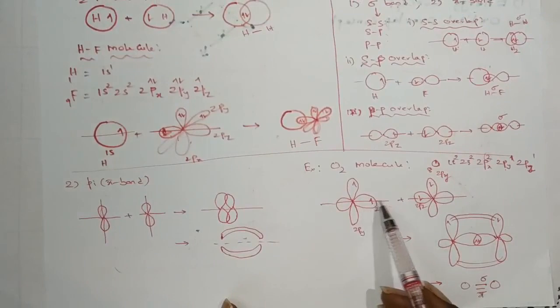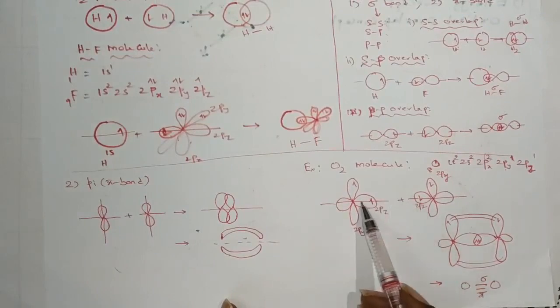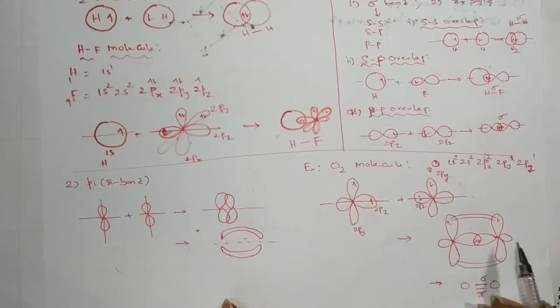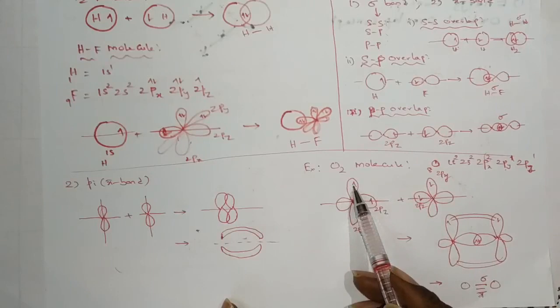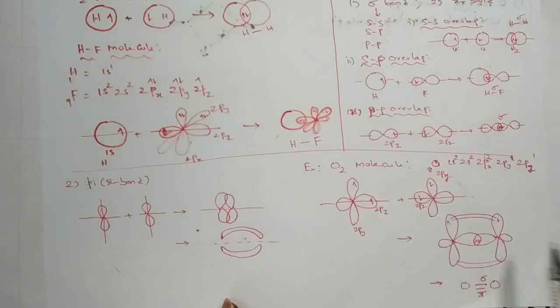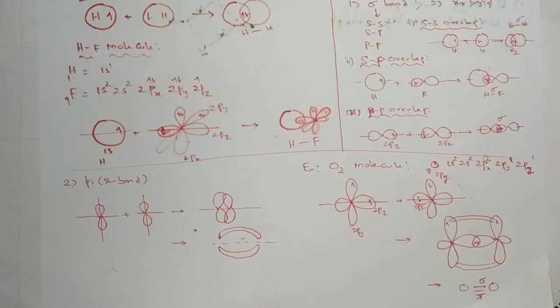Now what happens? These two orbitals are on the internuclear axis, so they combine along the internuclear axis to form a stable sigma bond. Whereas the electrons in the 2py orbitals with the opposite spin combine sidewise, lateral overlapping takes place, and they form a pi bond.